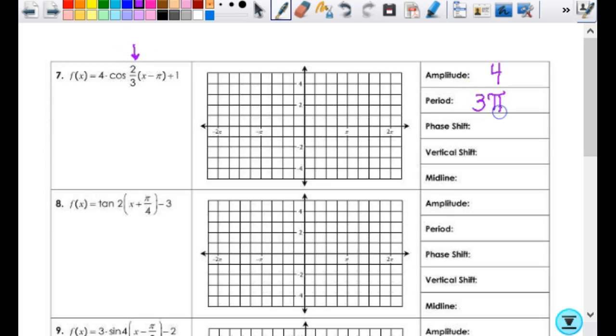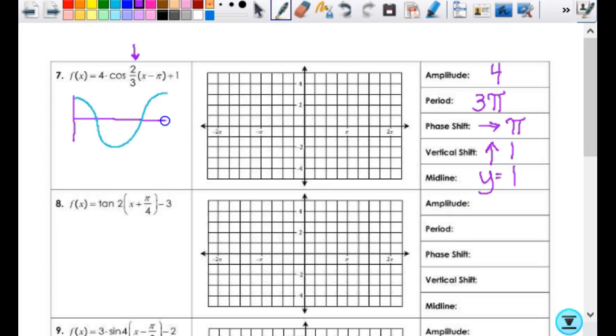So make sure you understand where these numbers are coming from. If you don't, make sure you ask. I have a phase shift, and I'm going to the right pi. The vertical shift is up 1, so midline is y equals 1. Everybody good? Okay. This is cosine, so my parent function looks something like this.